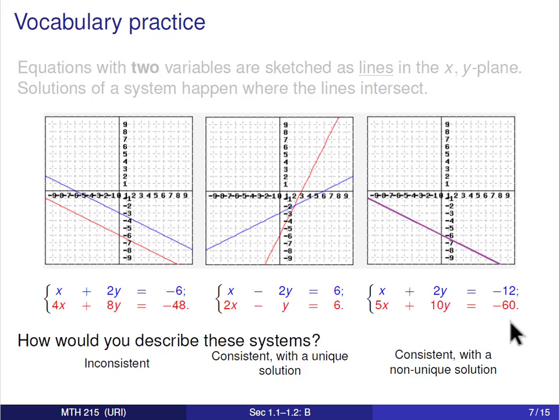And finally, the third system is consistent because there is at least one solution, and because there's more than one solution, we'll say it is a non-unique solution.